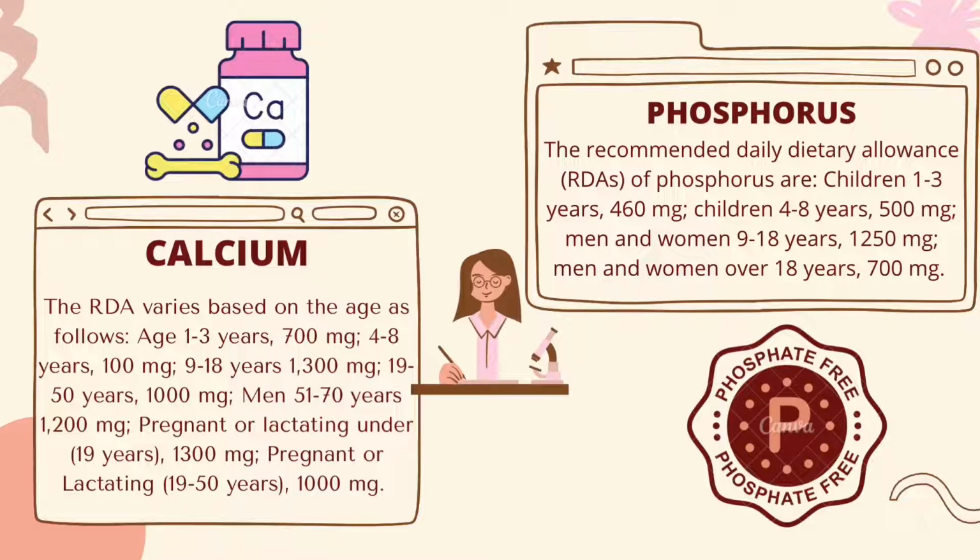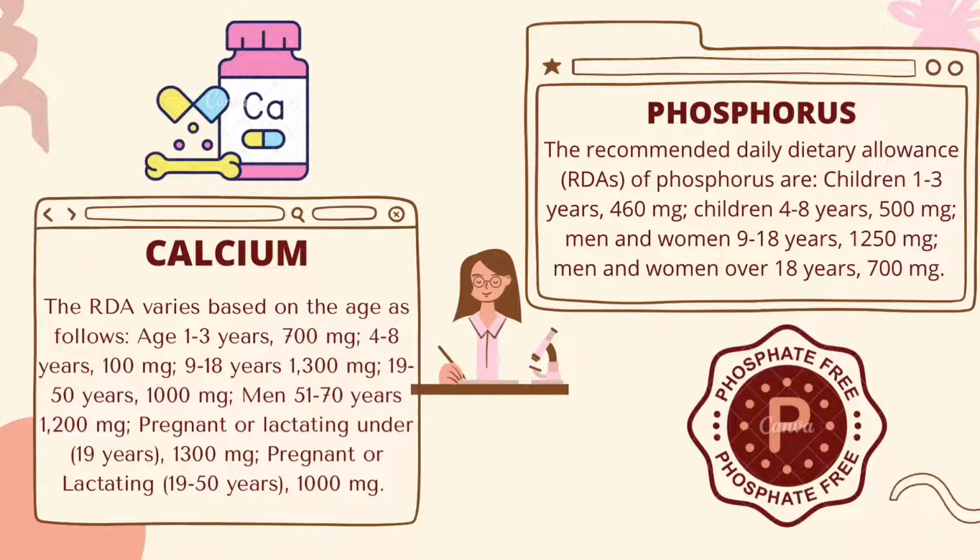Calcium. The RDA varies based on the age as follows. Age 1 to 3 years, 700 mg. 4 to 8 years, 1,000 mg. 9 to 18 years, 1,300 mg. 19 to 50 years, 1,000 mg. Men 51 to 70 years, 1,000 mg. Women 51 to 70 years, 1,200 mg. 70 plus years, 1,200 mg. Pregnant or lactating under 19 years, 1,300 mg. Pregnant or lactating over 19 to 50 years, 1,000 mg.